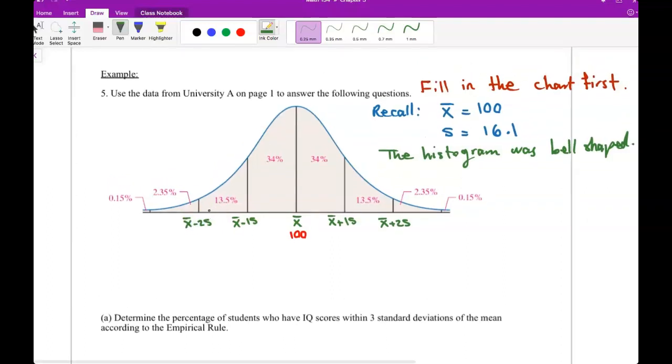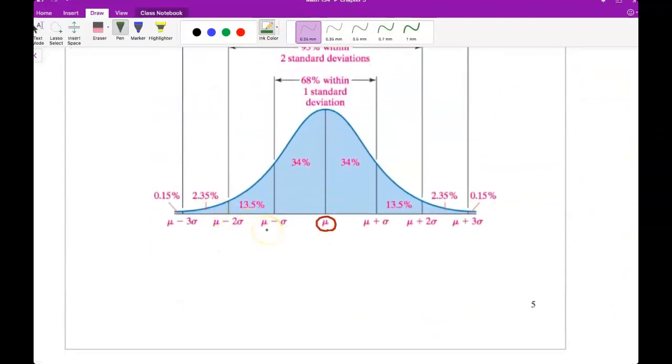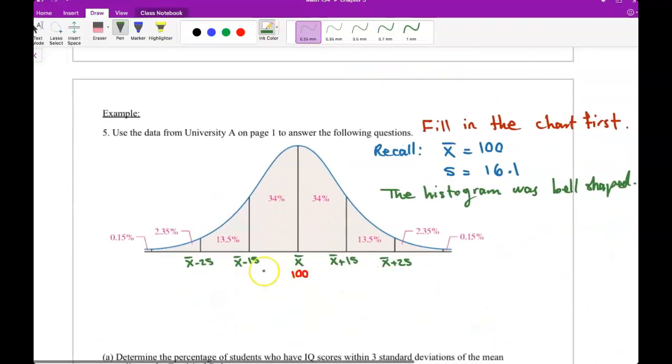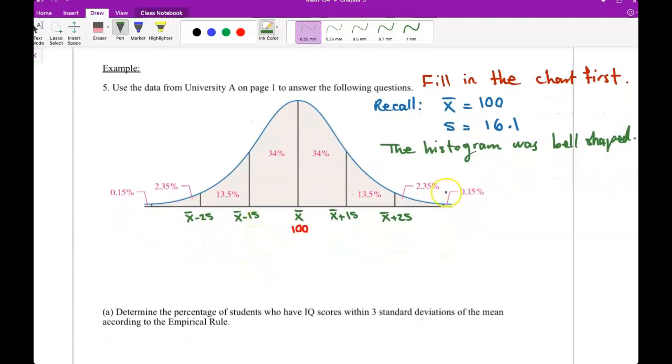See what the difference is between this one and the previous page. Since that was for a population, instead of x-bar we had mu, and instead of S we had sigma for the population standard deviation. But here we have the sample standard deviation, that's why we have S. And finally, this is x-bar plus 3 standard deviations. On the left side, x-bar minus 3 standard deviations.